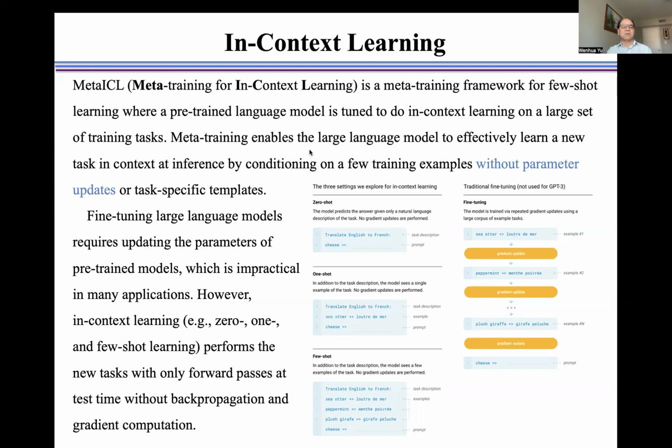Fine-tuning large language models requires updating the parameters of pre-trained models, which is impractical in many applications, as shown here. However, in-context learning, like zero-shot, one-shot, and few-shot learning, performs the new tasks with only forward passes at test time without backpropagation and gradient computation, as shown here.